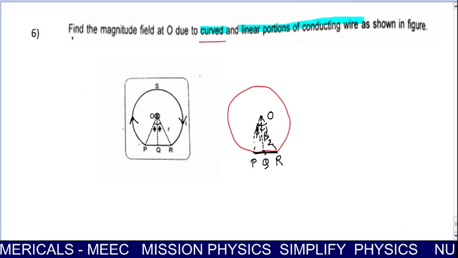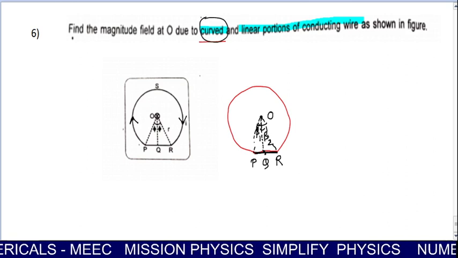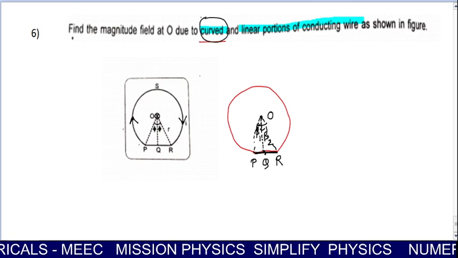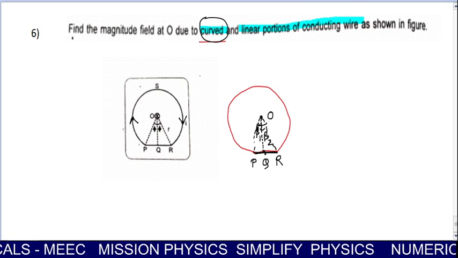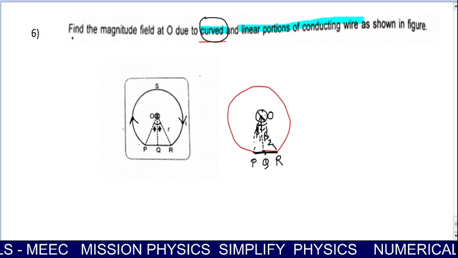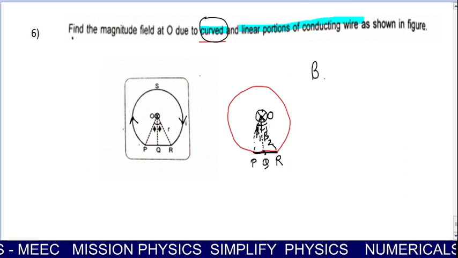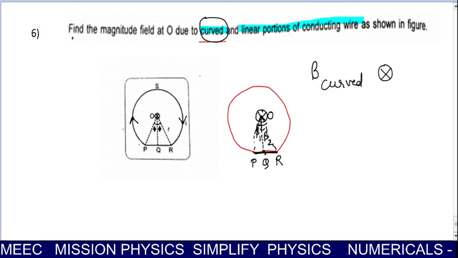This is the direction of current in the curve portion. अब इस डायरेक्शन ऑफ करंट के ऊपर आप रख लेंगे अपने कर्व्ड फिंगर्स. तो जो थंब है वो आपको बताएगा इनवर्ड डायरेक्शन. So this is going inward. The magnetic field due to the curved portion is going inward.